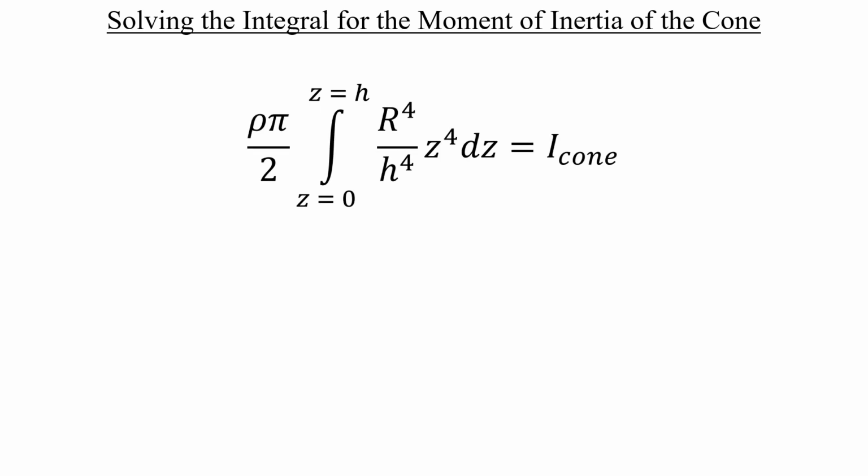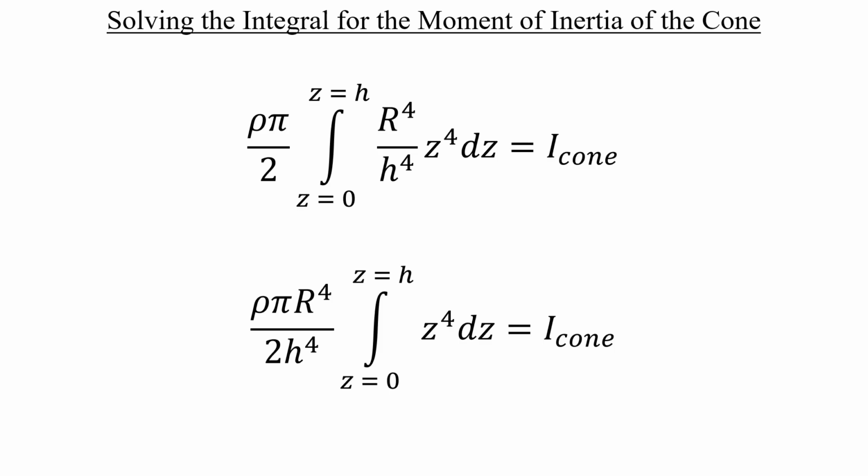The radius of the base of the cone, which is capital R, is a constant, and so is the height of the cone. So both of those quantities raised to the fourth power can be factored out, like this. And here's what's left. Now, isn't that nice? That's super easy to integrate.